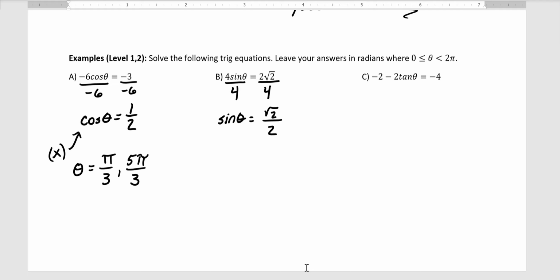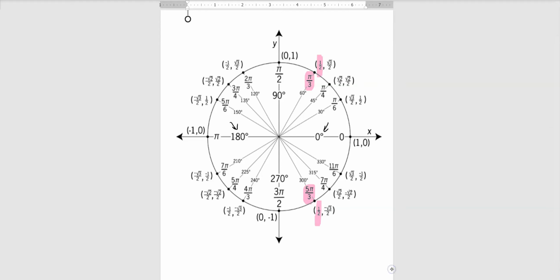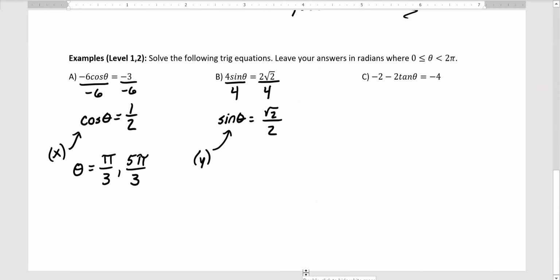Okay, so remember that sine is our y value on our unit circle. So let's go ahead and pull that up. We're looking for y values of root 2 over 2. So going around, well, there's one right quick, and the other one would be right across from that in the second quadrant, root 2 over 2. So we're dealing with radians as our solution, so pi over 4 and 3 pi over 4 would be our solutions for this one. So let's go ahead and write that in. We're saying that theta equals pi over 4 and theta equals 3 pi over 4.